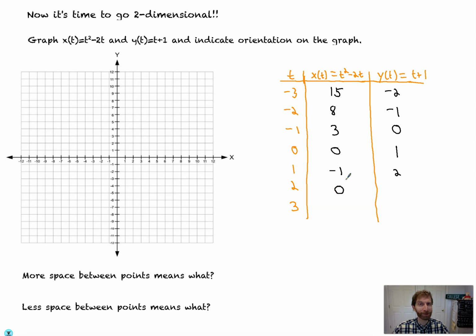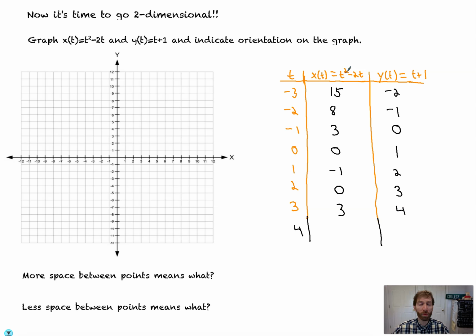Ooh, we're turning back around. Very nice, in the x direction at least. And then here, when we plug in 2, we get 3. And then here we plug in 3 squared is 9. Minus 2 times 3 is 6. It'll be 3. And maybe I'll go one more just for giggles. 3 plus 1 is 4.